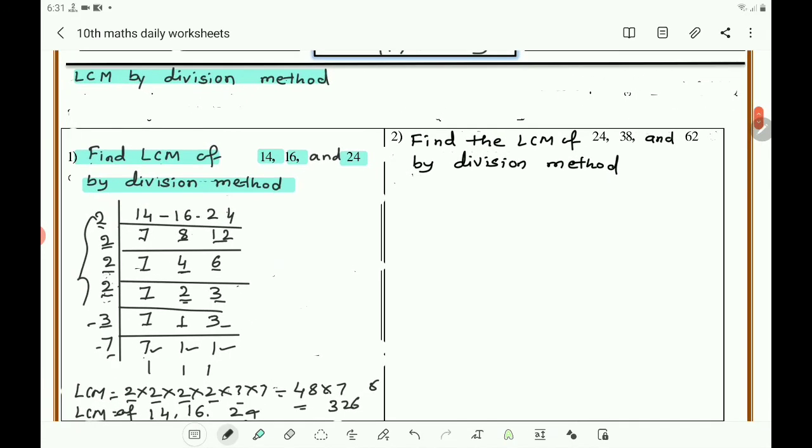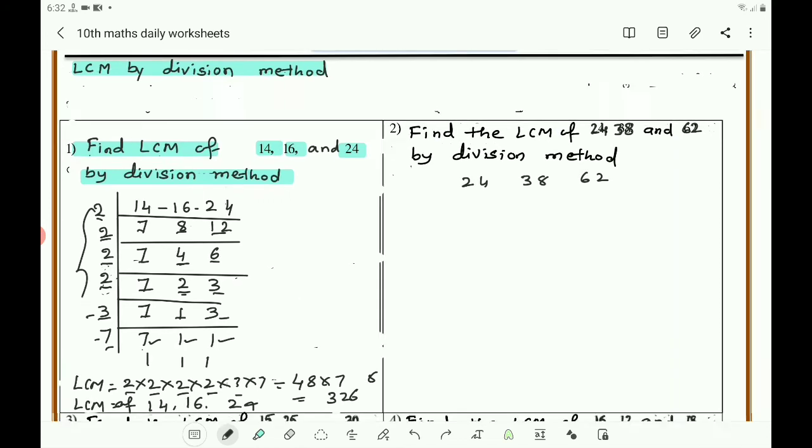And the next one you do like this. Find the LCM of 24, 38 and 62. Similarly, you take the numbers 24, 38 and 62. First you divide by 2 because all these three are divisible by 2. Then again try to divide by 2 if it is possible. Continue the division. Next try to divide by 3 if it is divisible by 3. In this way get the LCM.